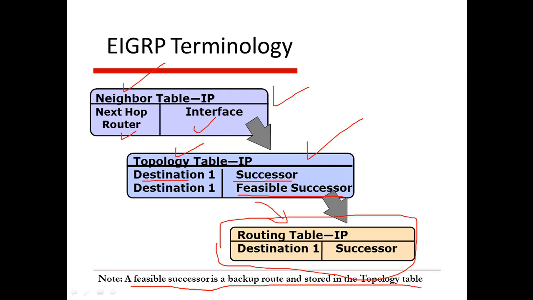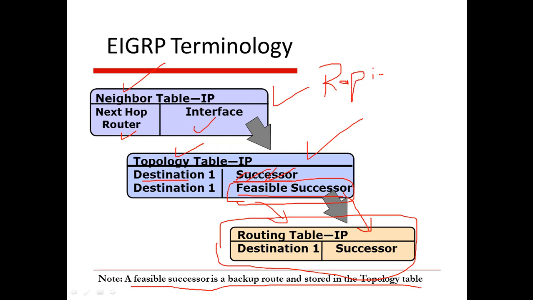So let's suppose this path actually fails, this interface or this link goes down. You can have an alternate path that will be immediately inserted into this routing table. That is why it has rapid convergence. The thing we have talked about is rapid convergence.